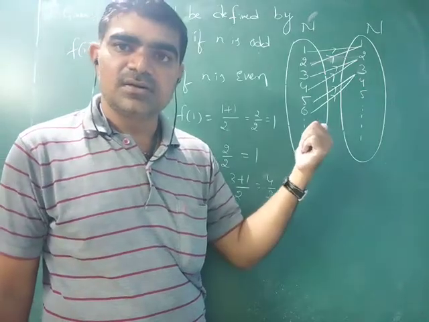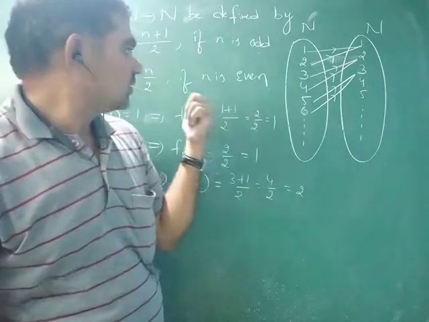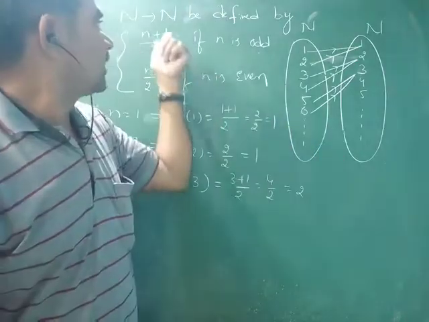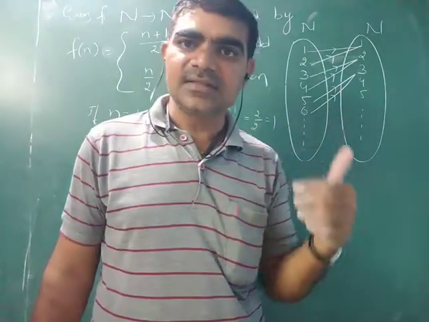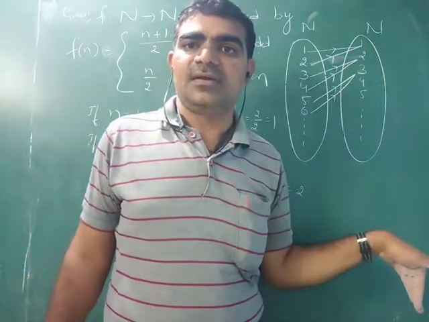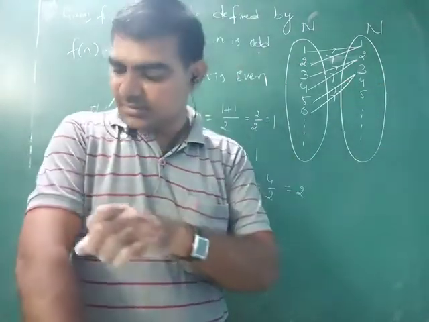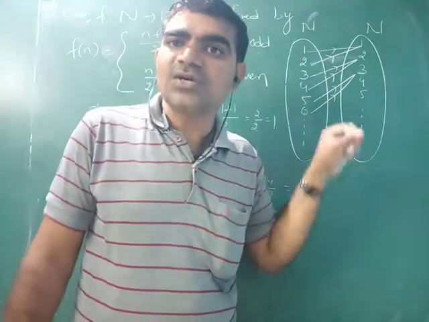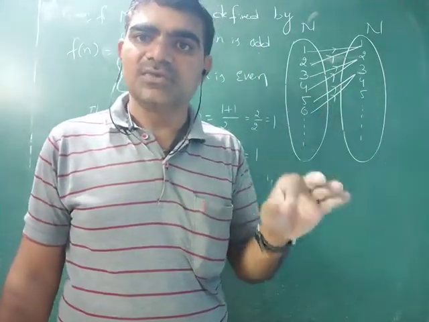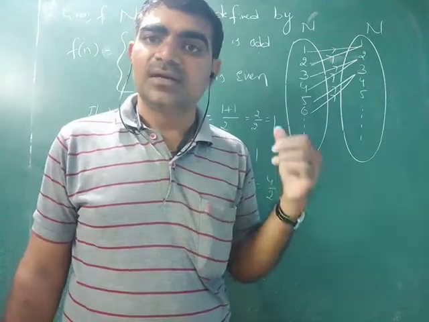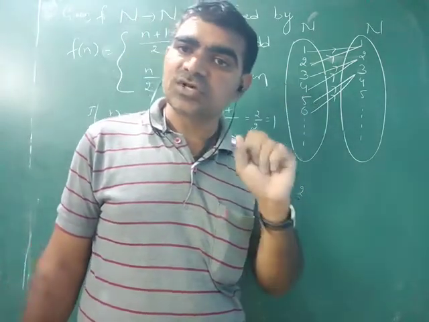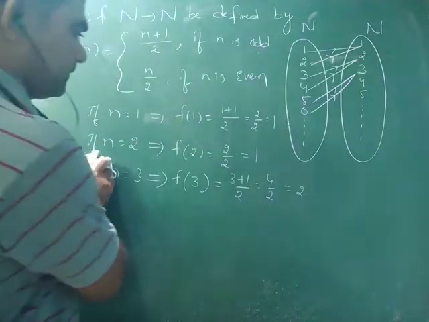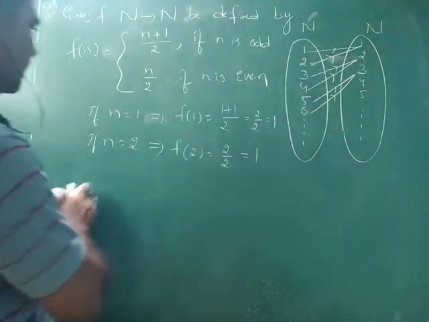For 10, what will you get? 20 by 2, 10, and 19. Correct or not? Like that, every natural number has a pre-image. That means every element of the codomain has a pre-image in the domain. So f is onto but not 1-1. Hence f is not bijective. One case is enough, right? One case is enough.